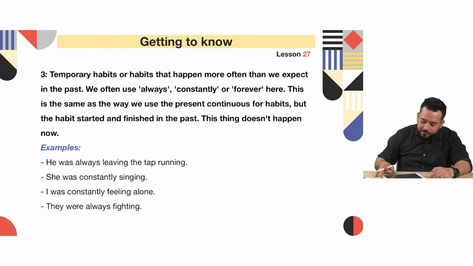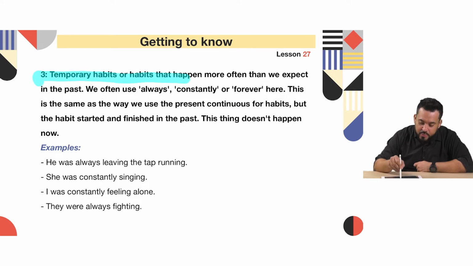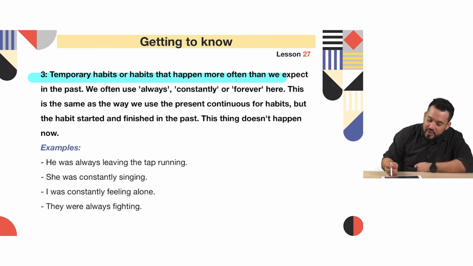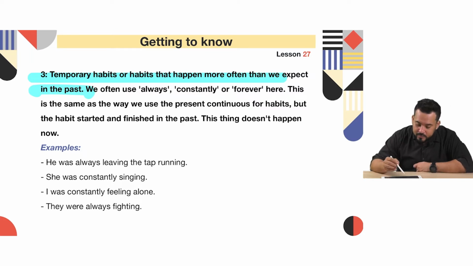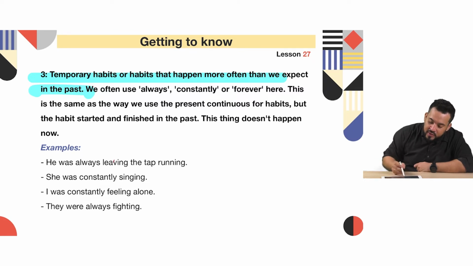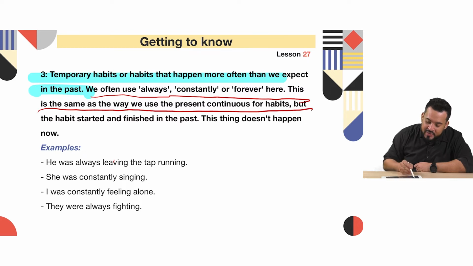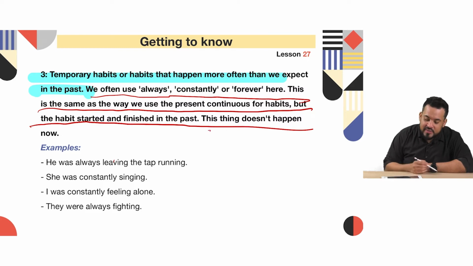Okay, the third use of the past continuous is temporary habits. Temporary habits that happened more than we expect in the past. All right, let's take a look at an example. But here, just to clarify, we use always, constantly, or forever. This is the same way we use the present continuous for habits, but the habit started and finished in the past. This doesn't happen now.